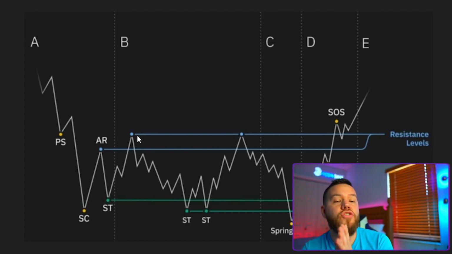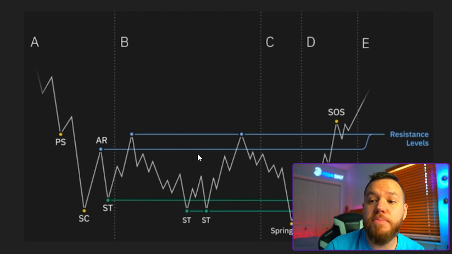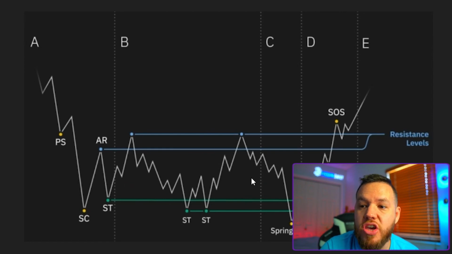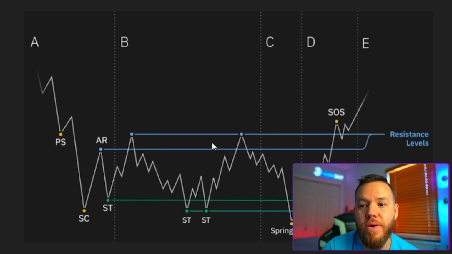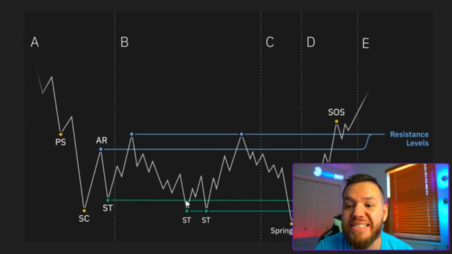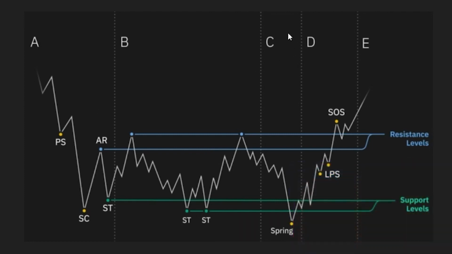At this point, the trading volume and market volatility tend to be lower. Phase B is essentially the consolidation phase. This is where the composite man accumulates his shares. During this trend, the price will test both the resistance and support levels of the trading range. There could be numerous secondary tests during this phase. Then we enter phase C.